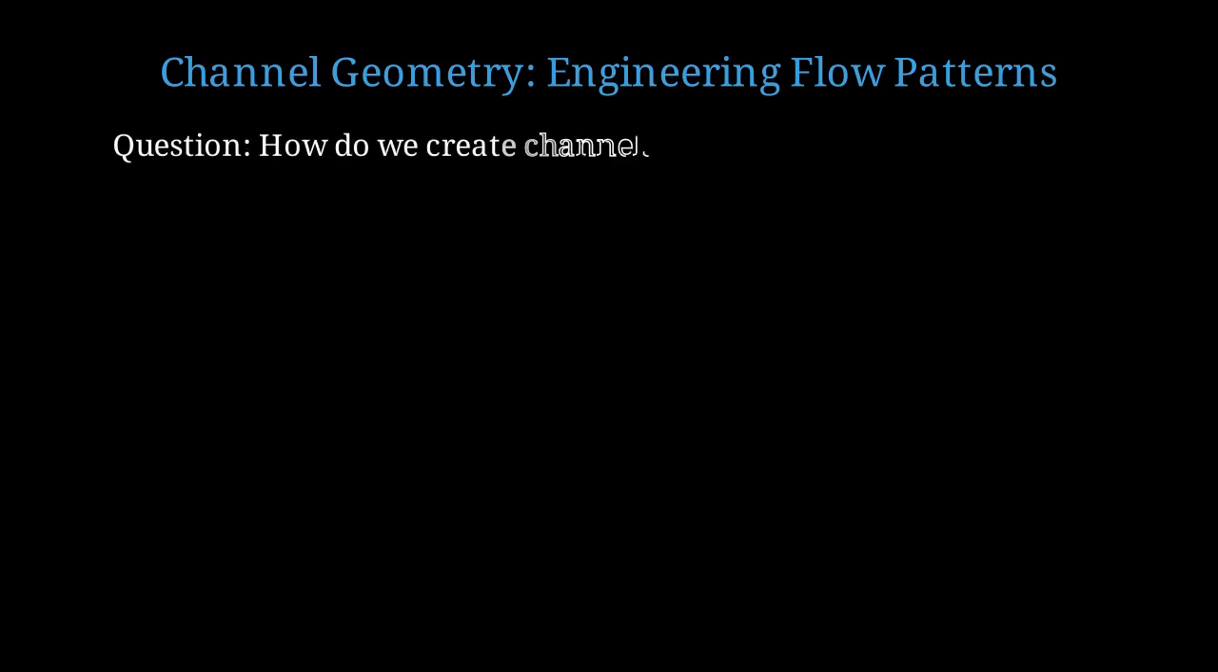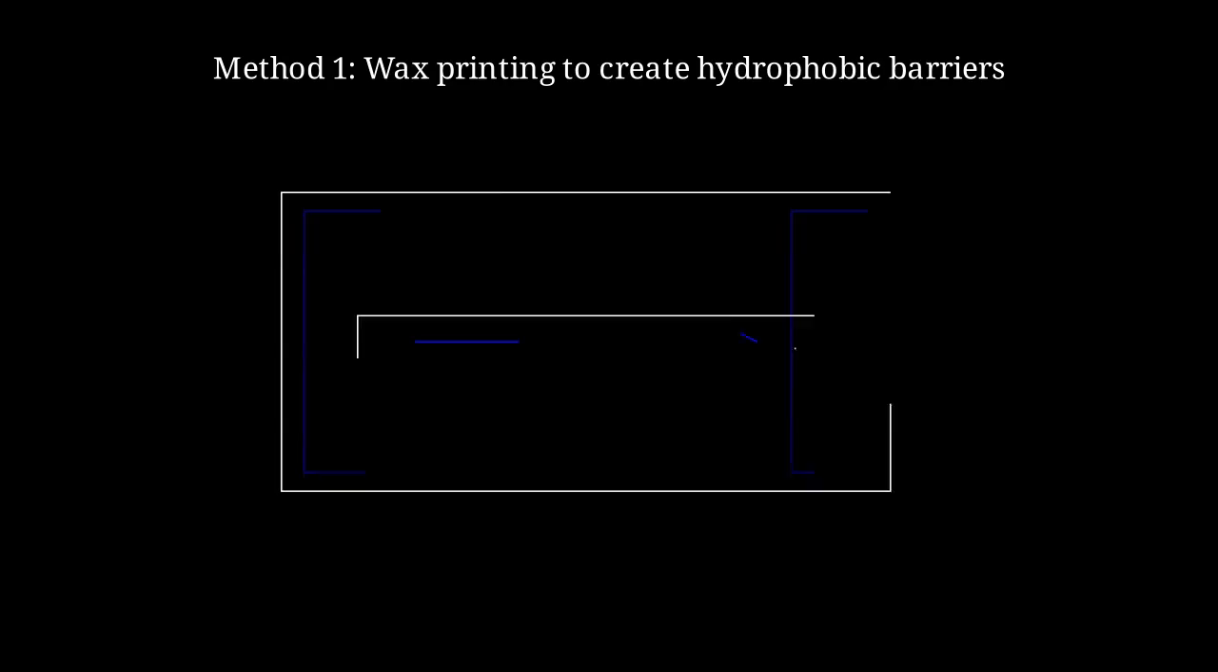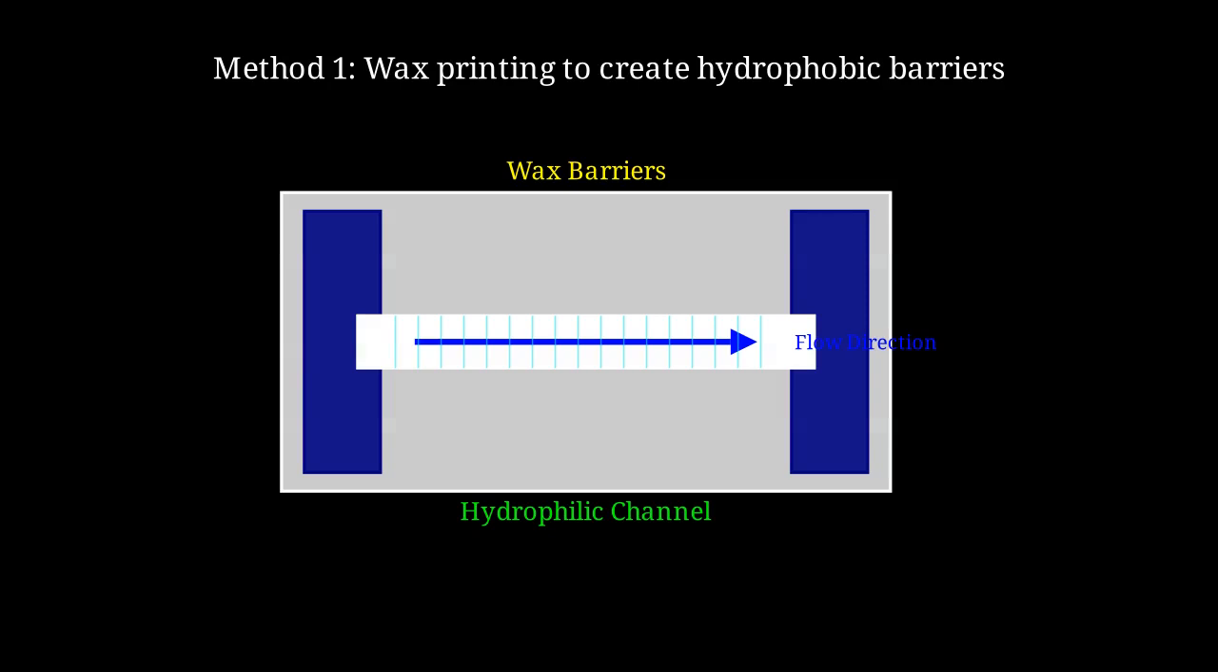You might be wondering, how do we actually create defined channels in paper? The most common method is wax printing. We print wax patterns onto paper and heat it. The wax melts and penetrates through the paper thickness, creating hydrophobic barriers. Here's a cross-section view. The dark blue regions are wax barriers that repel water. The white channel in the middle is hydrophilic and allows fluid to flow. The vertical lines represent the porous paper structure.